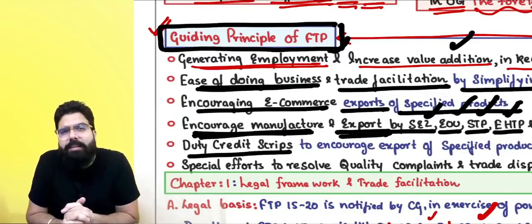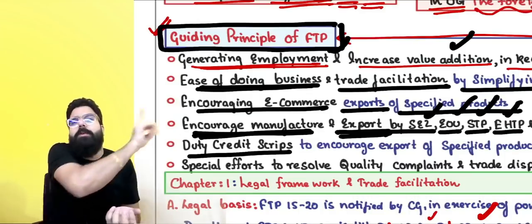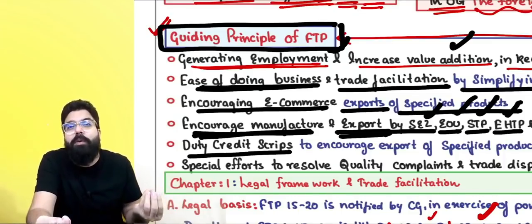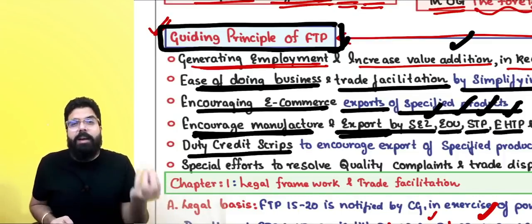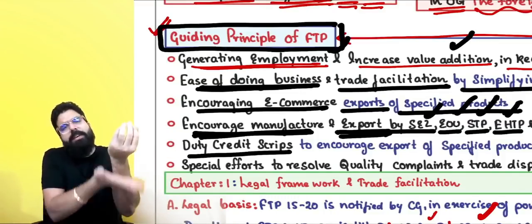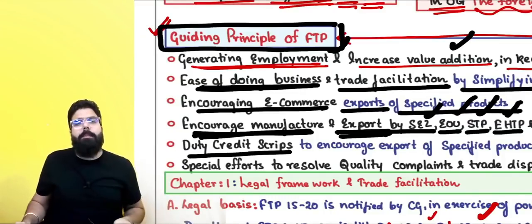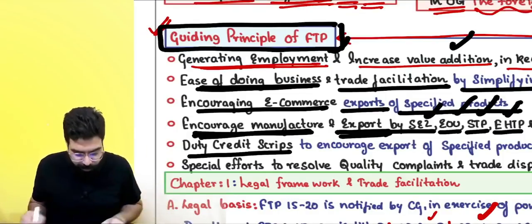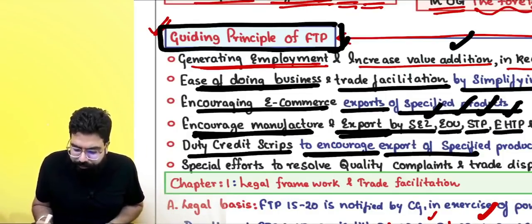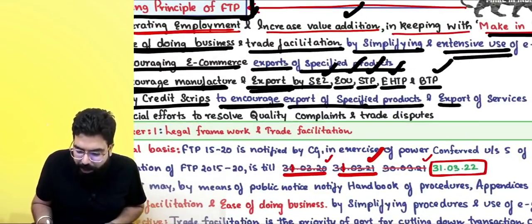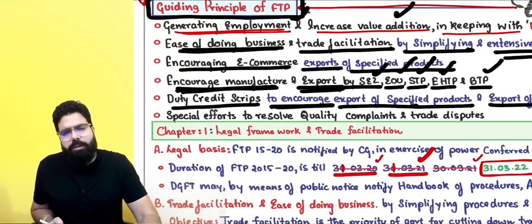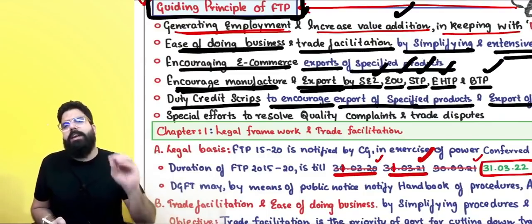If government sees that one item is not being exported from India and government wants that item to be exported, government will offer you chocolate. Government will tell, you are earning only 10% by exporting this item. No problem, Ramesh. Whatever is the gap, I will give you script. I'll give you chocolates, vouchers. Duty credit script to encourage export of specified product and export of service. Whichever product and services government wants to be exported, government will give chocolate.